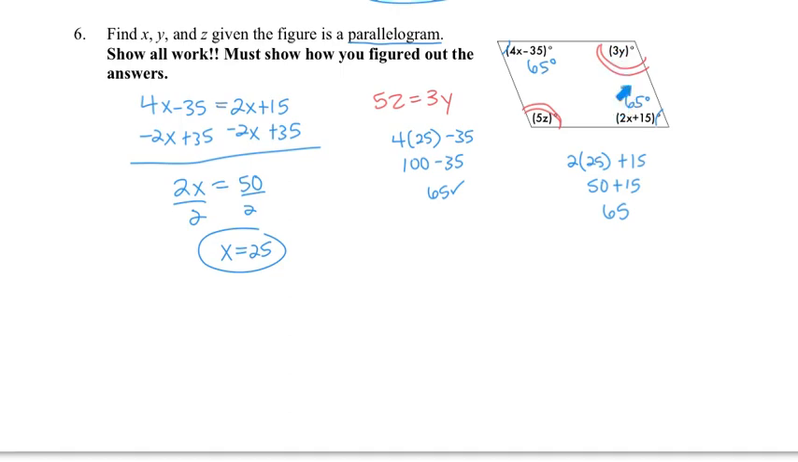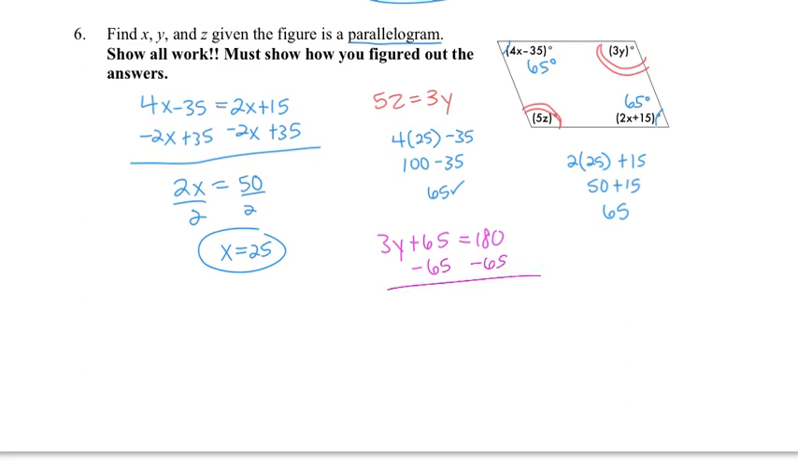Now I know that these two are supplementary, or these two are supplementary, these two are supplementary. So you can set that up to find y, set that up to find z, or you can find y or z and then plug it in here to find the other one. It really doesn't matter. I'm going to do 3y plus 65 equals 180. Because remember, they're supplementary, they're not equal. I'm going to subtract 65 from both sides.